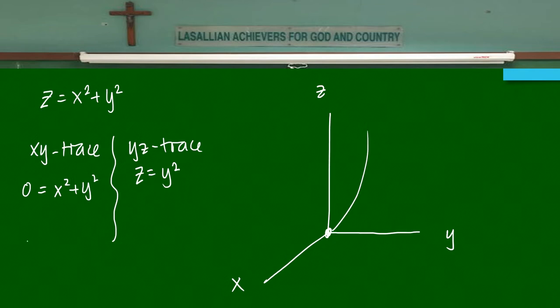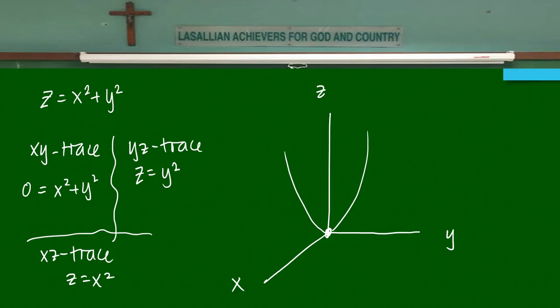And then if I have the xz trace, it should only be the x and the z that's left. So you'll notice that this is an equation of a parabola on the xz plane. So it's like this.